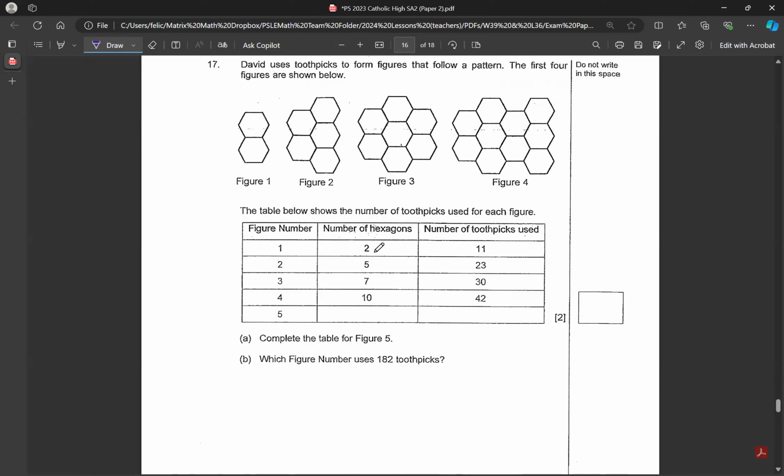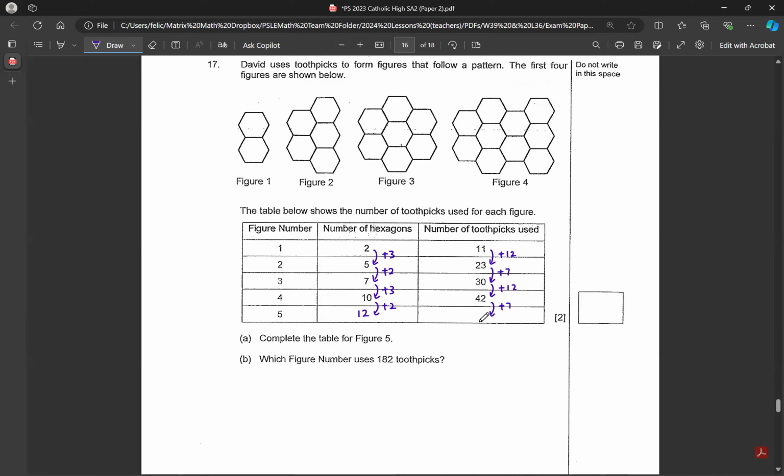All right, so we notice that this is a plus 3, this is a plus 2, this is a plus 3. So I would suppose the next one will be a plus 2. So this will be 12. For the toothpicks, this will be plus 12, plus 7, plus 12. So this will be plus 7.